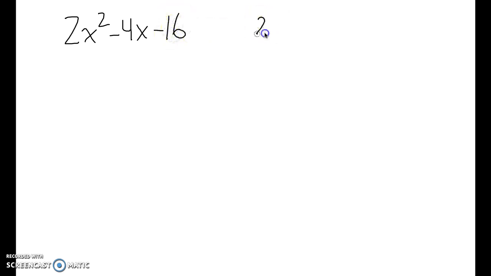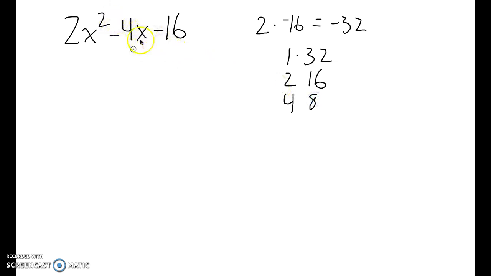And so I'm going to say, okay, 2 times negative 16, we know the drill, equals negative 32. Okay, so that's 1 times 32, 2 times 16, 3 doesn't work, 4 times 8, and then I see, okay, here's my difference. This is negative, which means the larger one must be negative. So I have the two terms that I'm going to use.